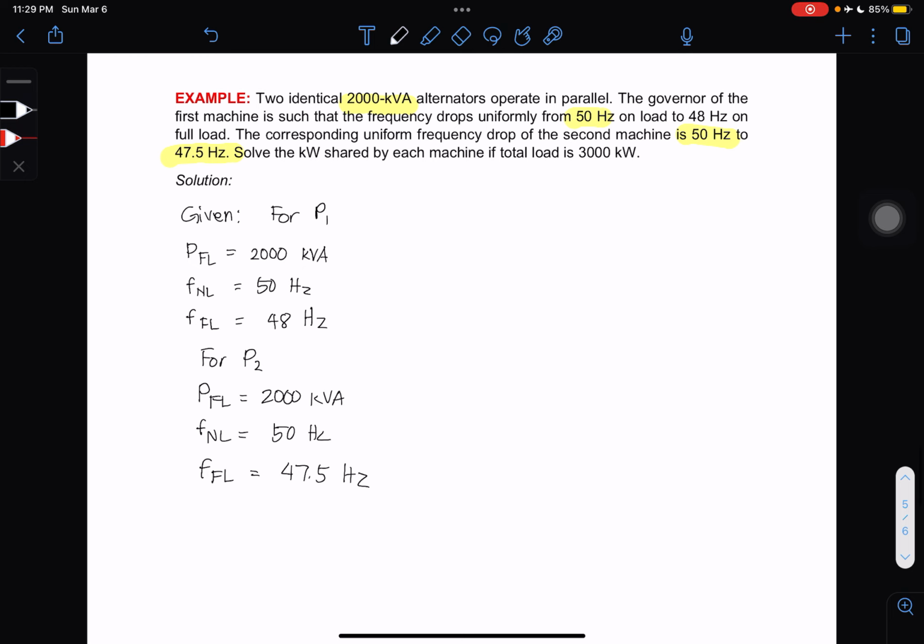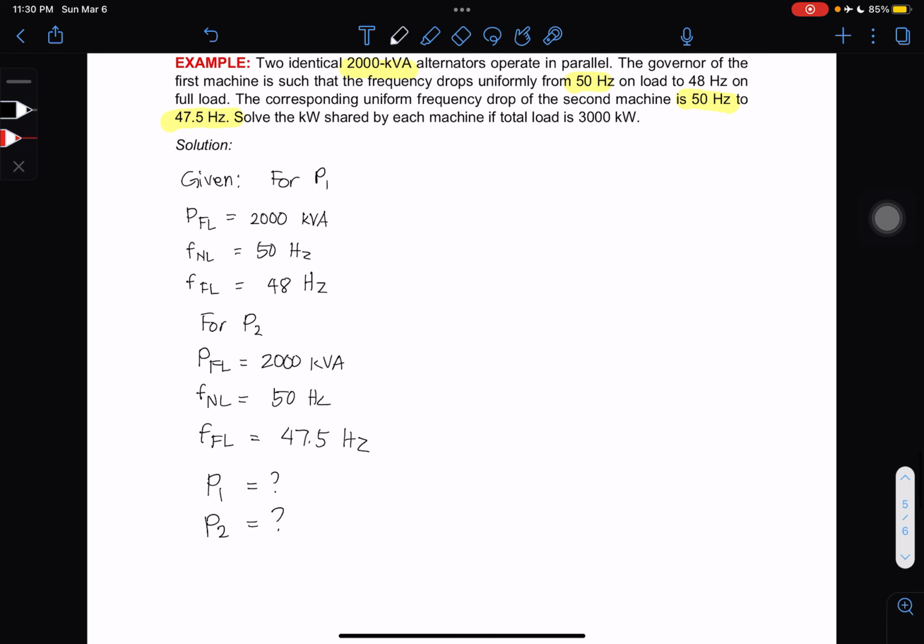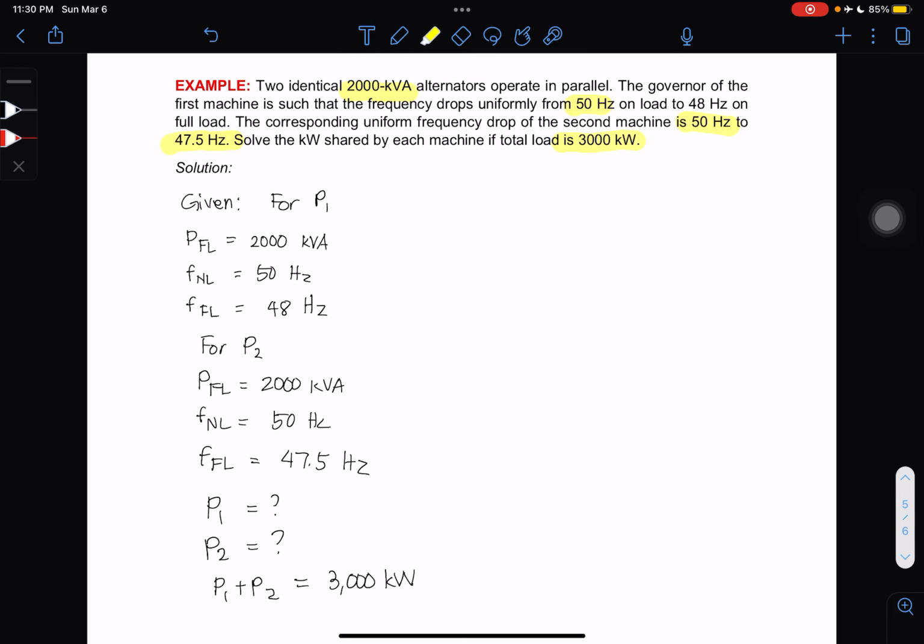So we need to solve for the kilowatt shared of the machine. Dapat ma-solve nato ang P1 and P2. Ang giingon, ang P1 plus P2, total nila is 3,000 kilowatts. So nasulat na nato atong given, so pwede na ta maka-analyze kung unsa ang unahon pag-solve sa problem.